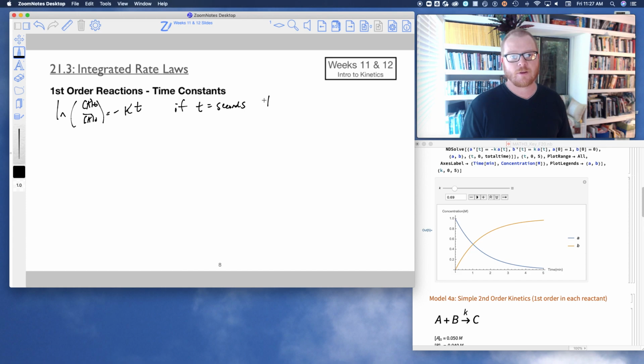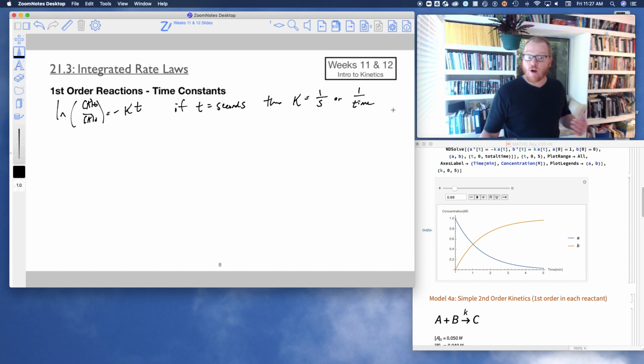So if t equals seconds, then k must be 1/seconds, or just simply 1/time, right? Because when I have a natural log, the units go away. So that means the right-hand side of the equation has to also be unitless. So whatever unit time is in, let's say hours or days, the first order rate constant has to be 1 over that base unit, okay?